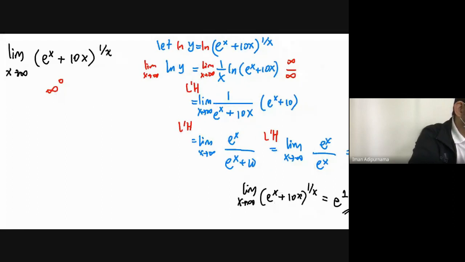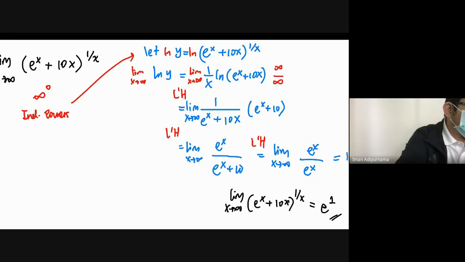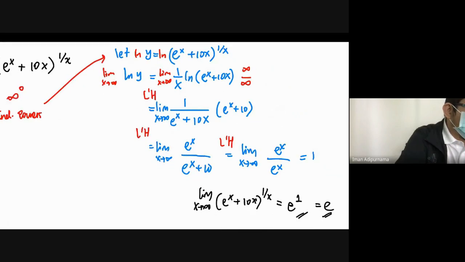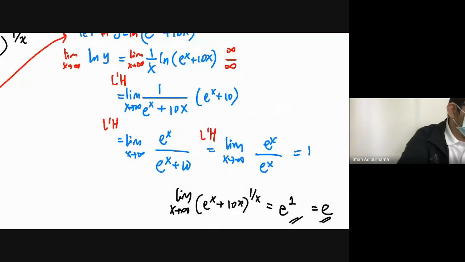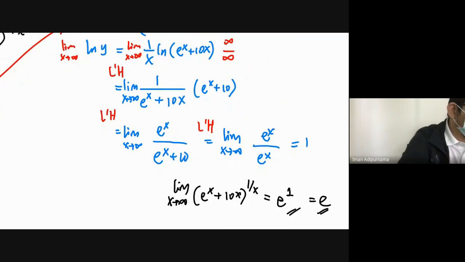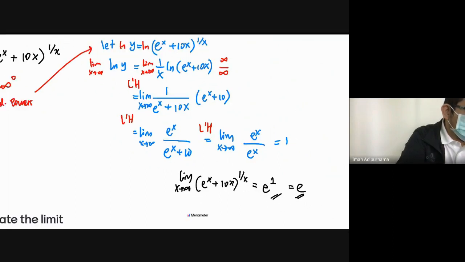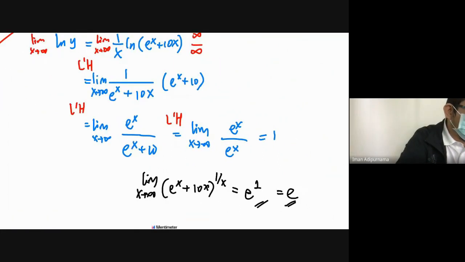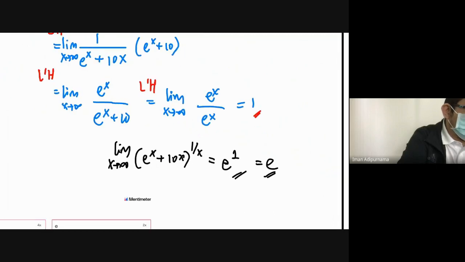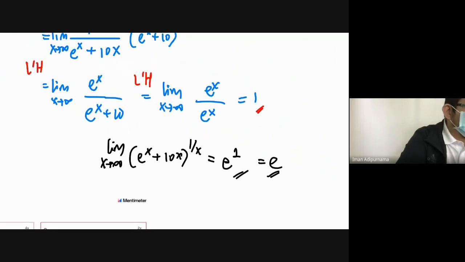So this is indeterminate powers, and we can always solve the indeterminate powers with the help of ln. Then you can see some L'Hopital here, L'Hopital at least 3 times until we get that this is 1. So the answer will be e with power of 1. Don't forget to take this result 1 to the e.